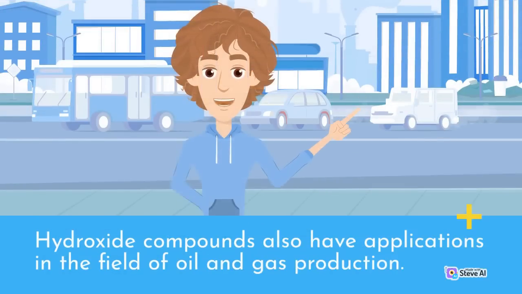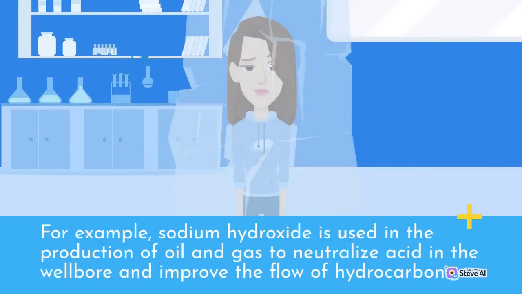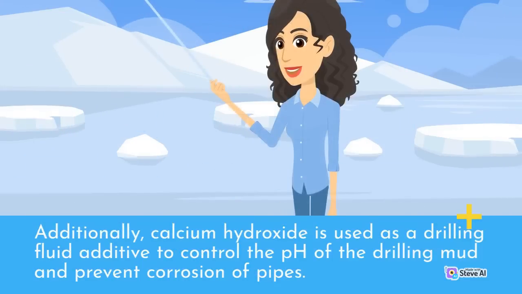Hydroxide compounds also have applications in the field of oil and gas production. For example, sodium hydroxide is used in the production of oil and gas to neutralize acid in the wellbore and improve the flow of hydrocarbons. Additionally, calcium hydroxide is used as a drilling fluid additive to control the pH of the drilling mud and prevent corrosion of pipes.